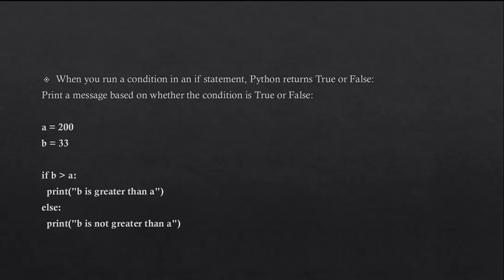When we want to run a condition in an if statement, Python returns true or false. We have declared a variable a as 100, b is 33. In the if with the condition b is greater than a, in this case it is not, so we don't print that b is greater than a. We go to the else statement, where b is not greater than a.